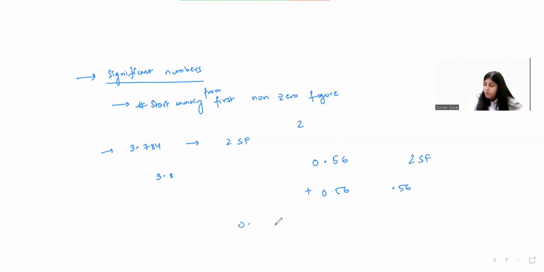Similarly, if I give you 0.2531 to three significant figures, then my answer would be what? Can you all type in the chat box, please? Yes, it would be 0.253. Because the significant figures start from a first non-zero figure.